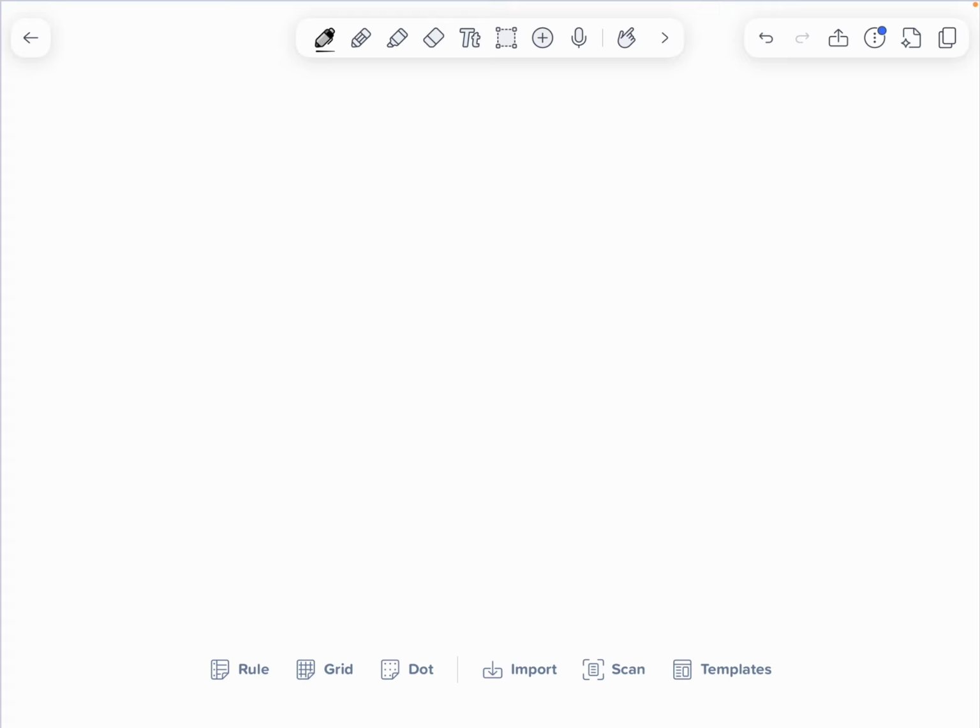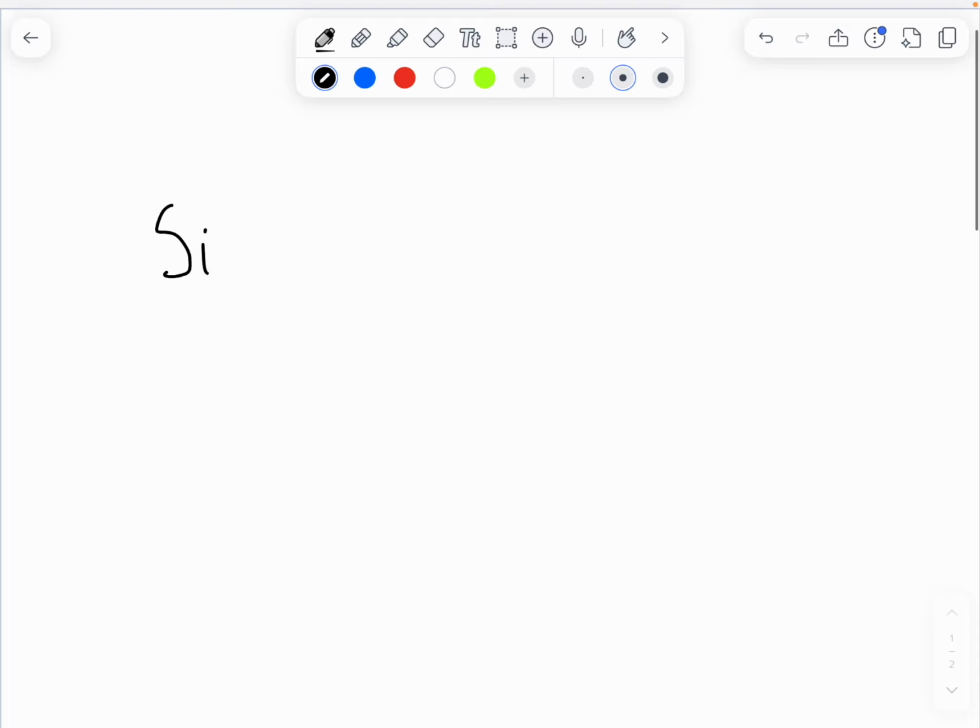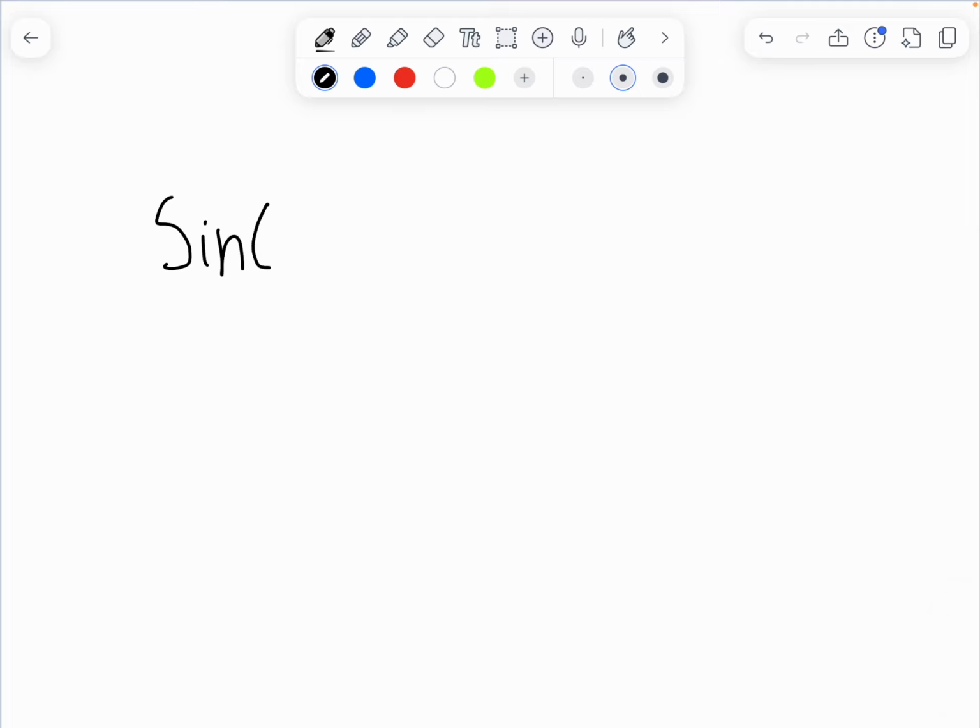First, we need to understand what sine, cosine, and tangent are. Sine of theta is equal to opposite over hypotenuse.